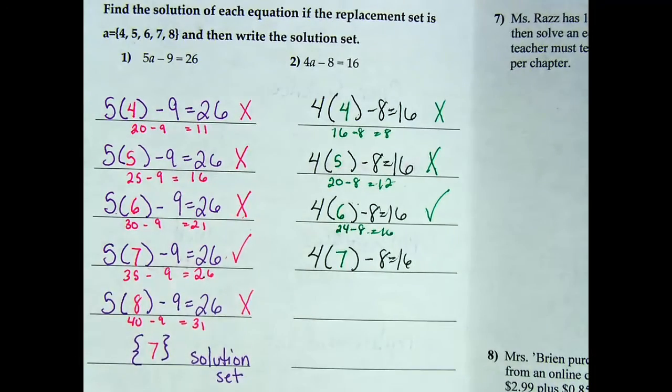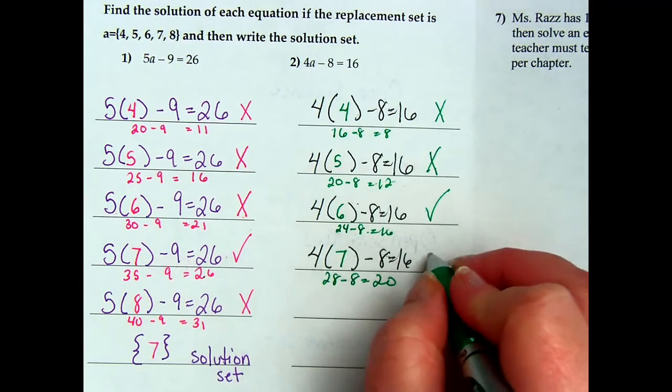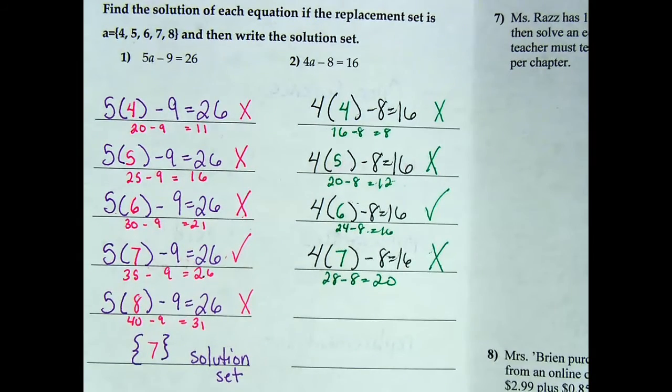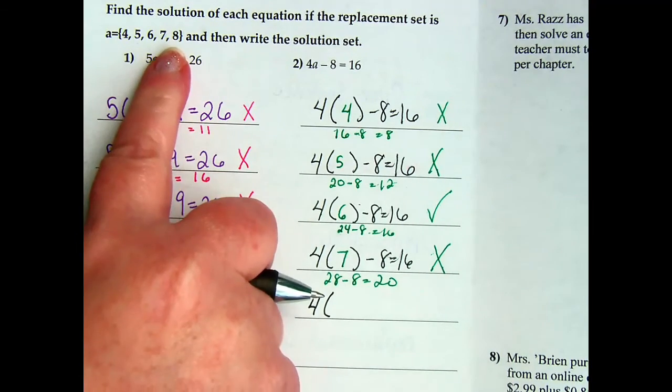4 times 7 is 28. 28 minus 8 is 20. That is not a solution. The last number in my replacement set is 8.